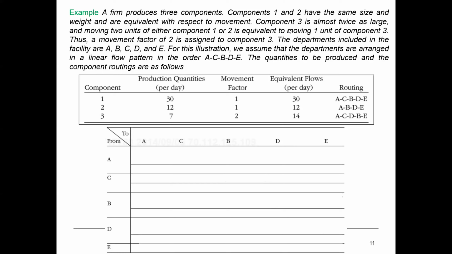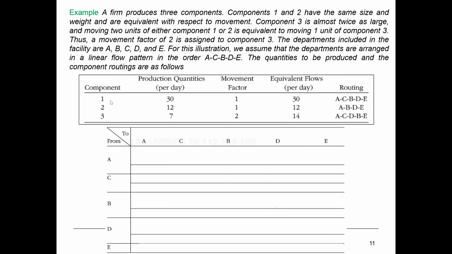The departments included in the facility are A, B, C, D, and E. For this illustration, we assume that the departments are arranged in a linear flow pattern in the order of A, C, B, D, E. The quantities to be produced and the component routings are as follows.